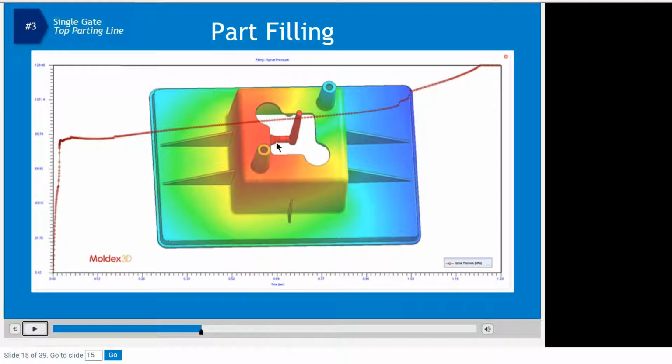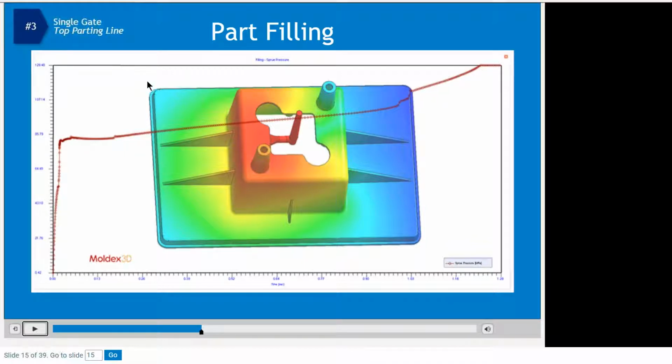So, one more time. We now place the gate on the top of the part, with a small, thin fan edge gate. And that's the reason why this pressure jumps so quickly, so high. The part filling is very smooth. At 1 second, we see this little jump.